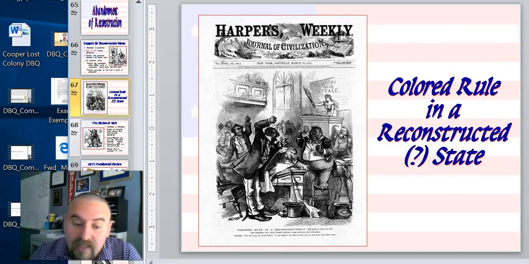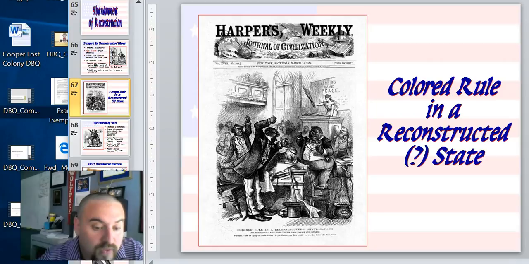Other people are going to be upset about African American participation in politics, thinking that they are not equals, and this is both in the North and South.